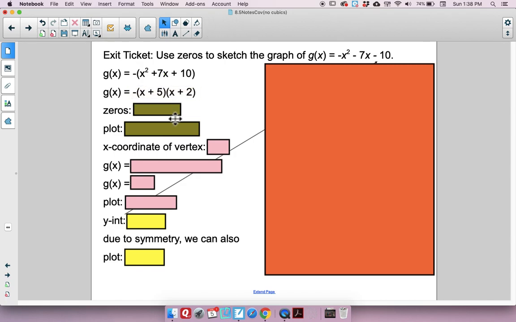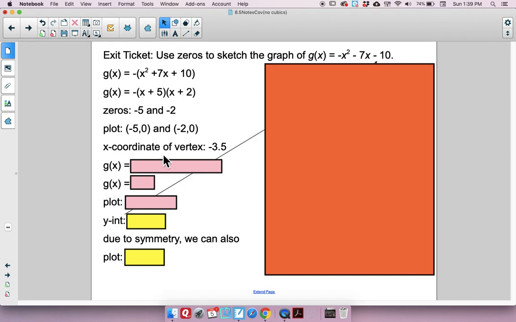So what are our zeros? Negative 5 and negative 2. That gives us a couple of points that we can use on our graph. What are those? Yes, negative 5 comma 0 and negative 2 comma 0. What is the x-coordinate of the vertex? Isn't that going to be on the axis of symmetry, which would be halfway between those? In other words, the mean of negative 5 and negative 2. Negative 5 plus negative 2 is negative 7, divided by 2 is negative 3.5. Okay. What do we need to do next?